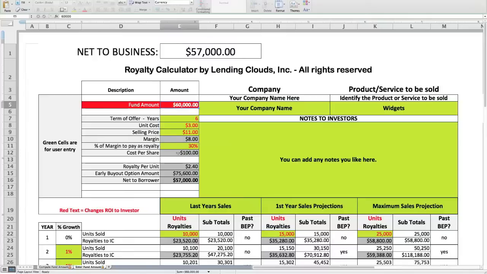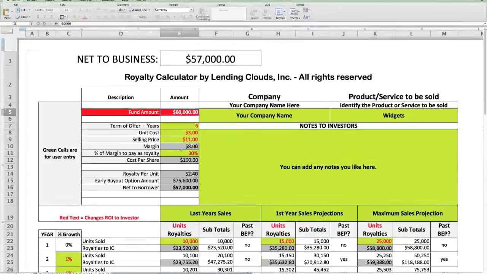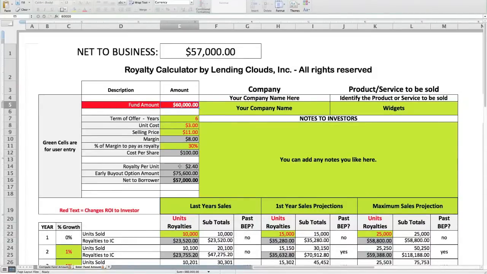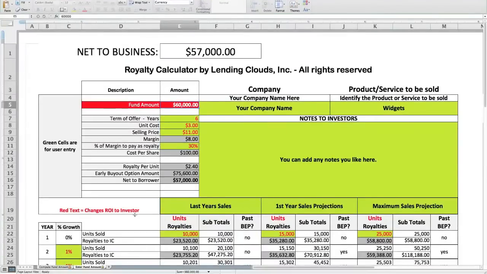The cost of a share in the investment club is $100, regardless of the number of shares sold. And in this case, we're paying $2.40 per unit as the royalty based upon that 30%. So anything in gray is calculated, anything in green you can input, and the numbers in red indicate that they change the ROI to the investor.